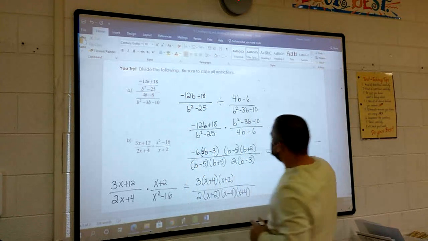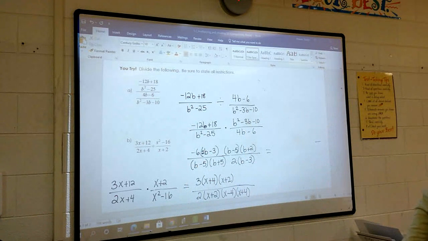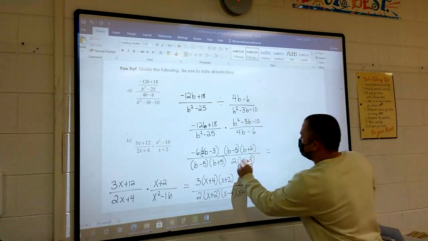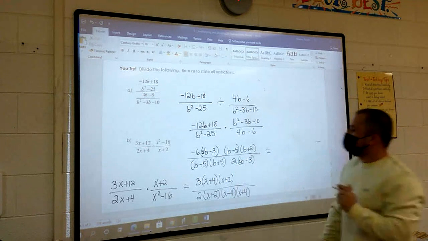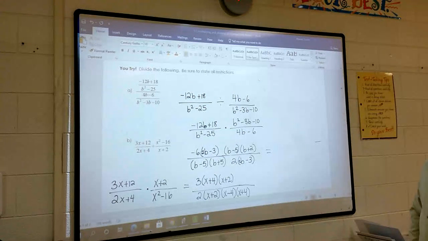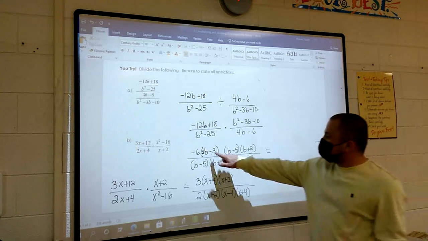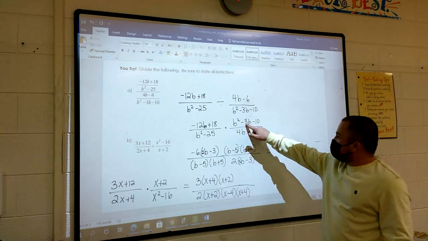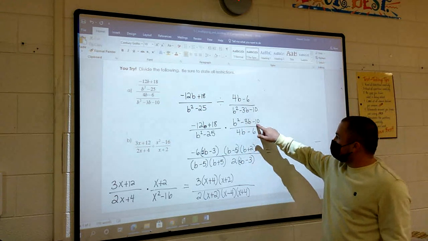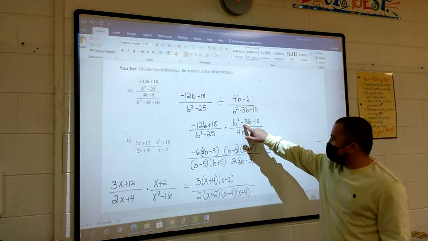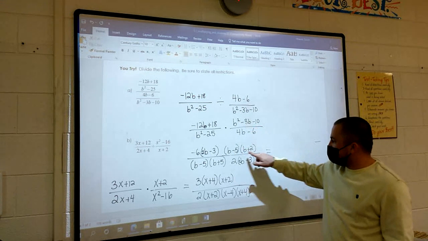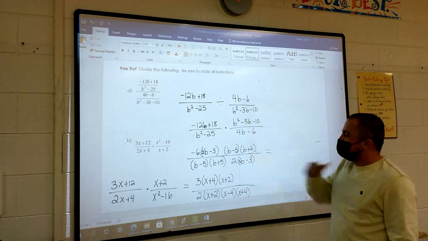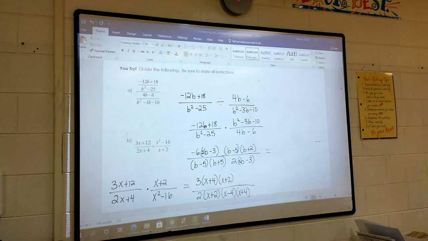Okay. That should be 2b. And then that one should also be 2b. Good. So that should be 2b. And 18 divided by negative 6 should be negative 3. B squared minus 3b minus 10: two numbers that multiply to give me negative 10 and add to give me negative 3. That would be a negative 5 and a positive 2. If you add those, they give you negative 3. If you multiply them, they give you negative 10.